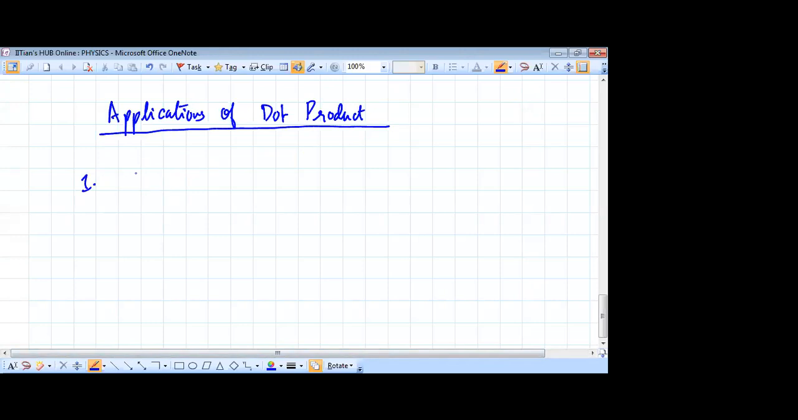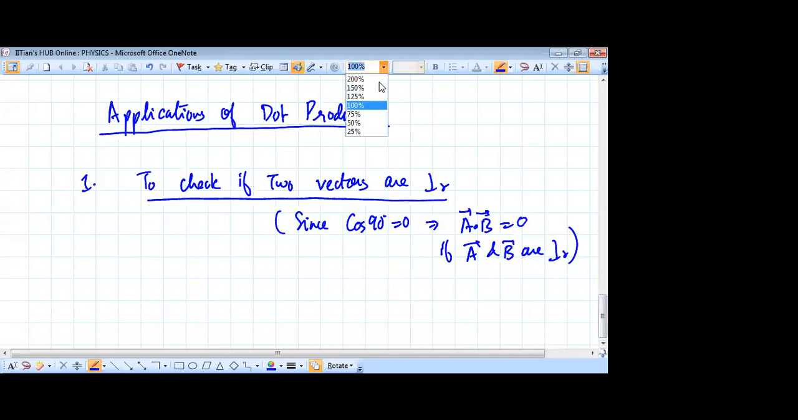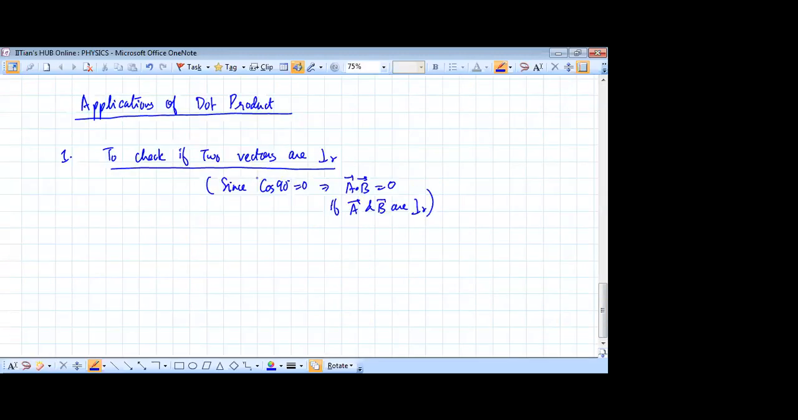So first is to check if two vectors are perpendicular, because since cos 90 degrees is equal to 0, therefore A dot B is equal to 0 if A and B are perpendicular. So this is a very important application, okay, that if you want to check if two vectors given in component form are perpendicular to each other, then the easiest method is to use their dot product.